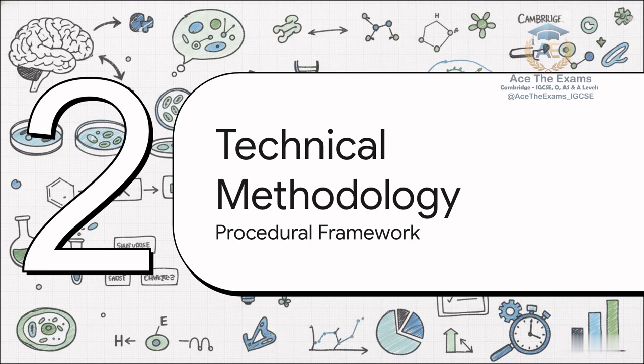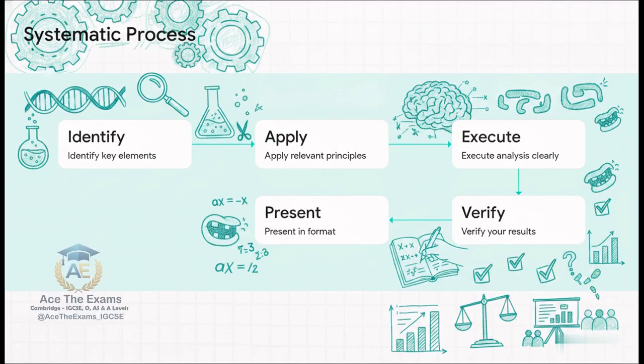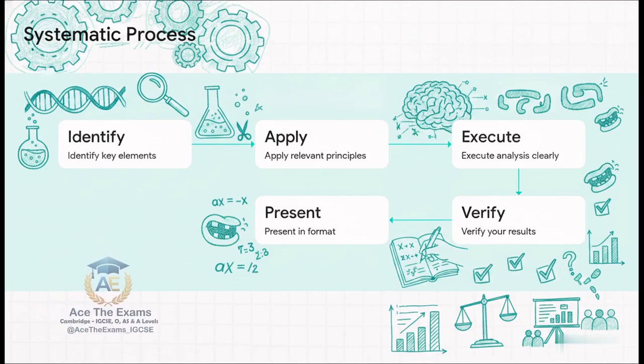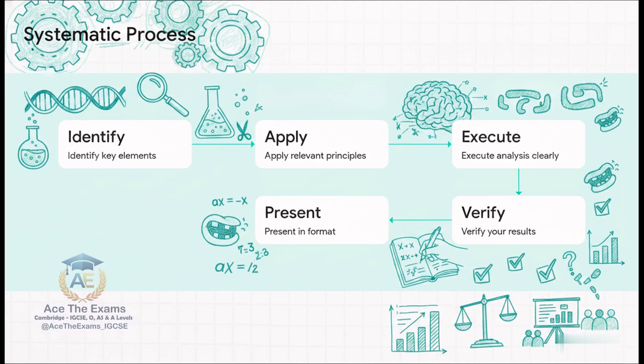Which brings us to Section 2, the Technical Methodology Framework. This gives us a standardized step-by-step process that you absolutely must follow in your answers. First up, identify the key elements in the practical investigation. Second, apply the relevant principles, things like the role of hydrolytic enzymes. Third, execute your analysis with clear, highly visible working. Fourth, verify your results by double-checking for any anomalies. And finally, Step 5, present your findings in an appropriate format, like a well-structured data table or a graph. Listen, skipping any of these steps is exactly how you lose those absolutely crucial method marks.